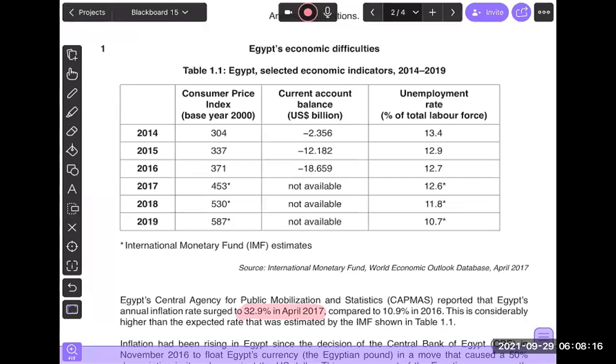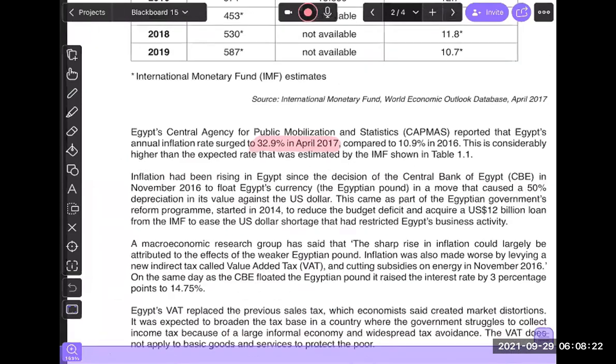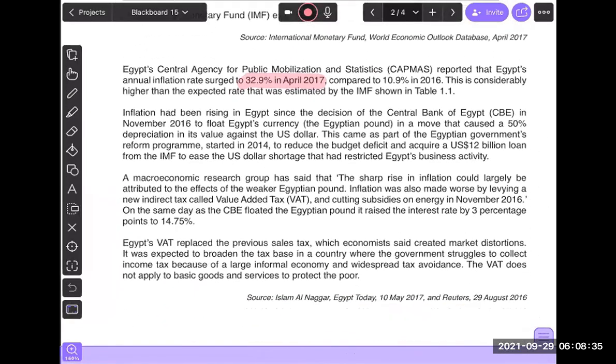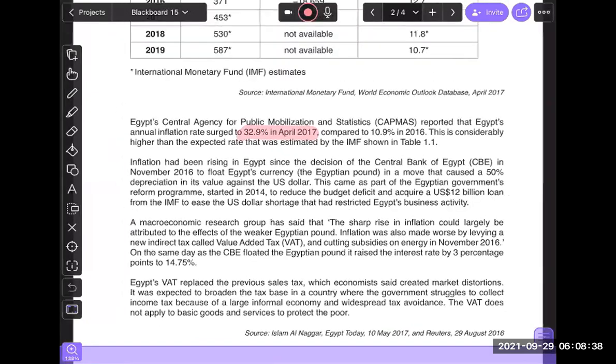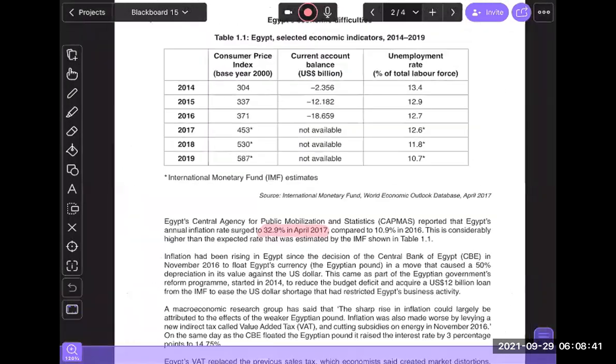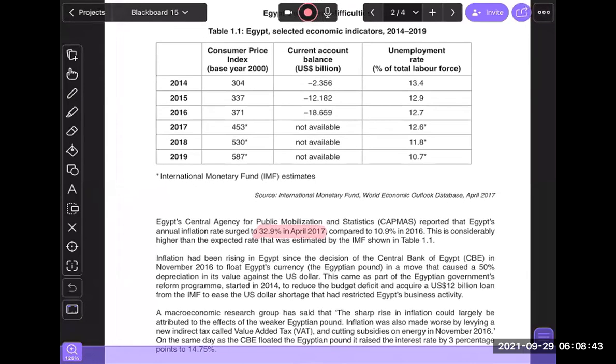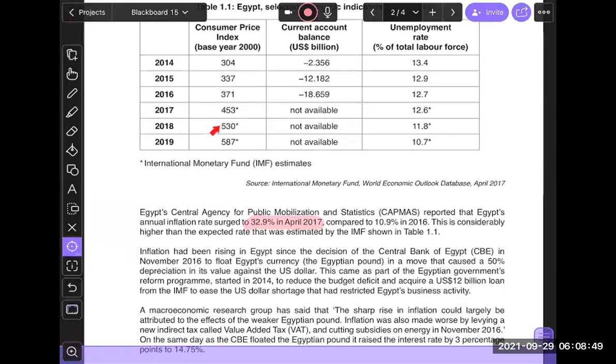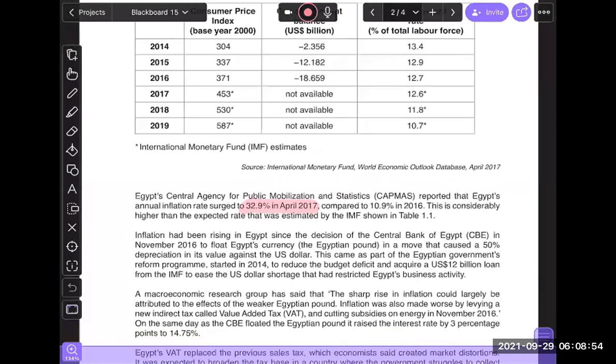Yep, thank you. So this tells us that Egypt's Central Agency for Public Mobilization and Statistics reported that Egypt's annual inflation rate surged to 32.9% compared to 10.9%, right? Which means inflation is happening, and this is annual inflation. This is considerably higher than the expected rate that was estimated by the IMF in Table 1.1. Table 1.1 is giving us estimates for 2017. If you look at this, the numbers are not available for current account. The consumer price index is given, right?